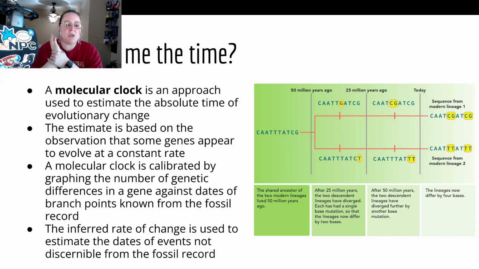So, the estimate is based on the observation that some genes appear to evolve at a constant rate. Now, evolution happens in fits and starts, like me trying to drive a stick shift. It's sad to watch. Sometimes it shoots forward when there's plenty of resources and the Earth has plenty of time, and then sometimes it stagnates, and sometimes it shoots, and sometimes it's like watching me drive a stick shift.